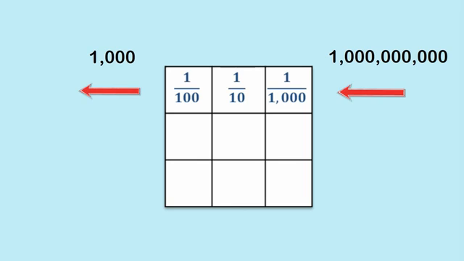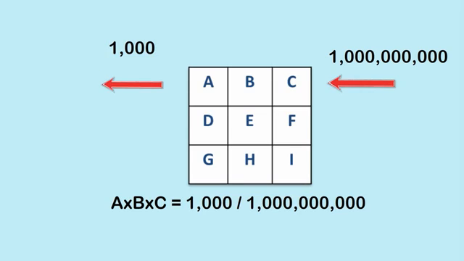There's obviously lots and lots of different combinations of those 3 squares that will lead to 1,000 units of X-ray coming out. But if you think it through, you'll see that if we multiply A, B and C together, then it must equal the amount that comes out, 1,000, divided by the amount that went in, 1 billion.